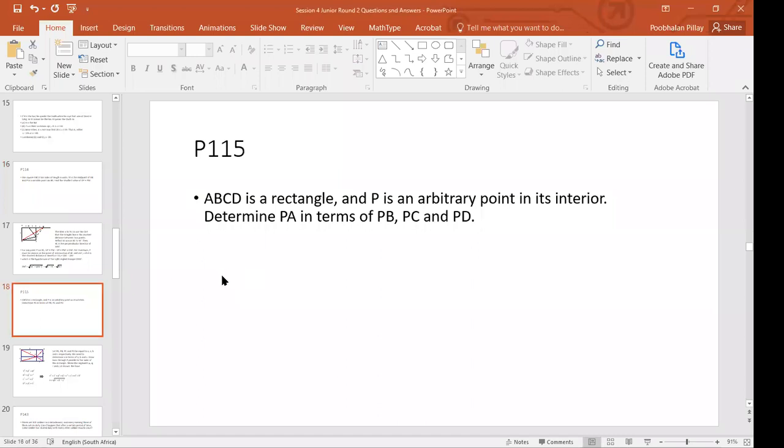Okay, we now go to problem 115. Now this time you got a rectangle. ABCD is a rectangle. So let's draw the rectangle as we normally do.